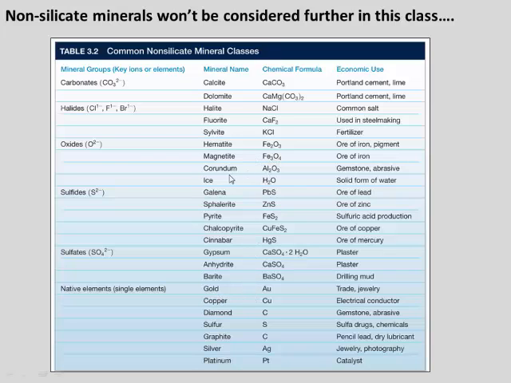So common oxides include magnetite and hematite. These are iron ore. Of course, calcite and dolomite are carbonates, and those are going to make up most limestones. They're going to make up a whole class of rocks that we're going to see later. Here's a halide, sodium chloride, that's common table salt. So you may already be familiar with a bunch of these minerals.